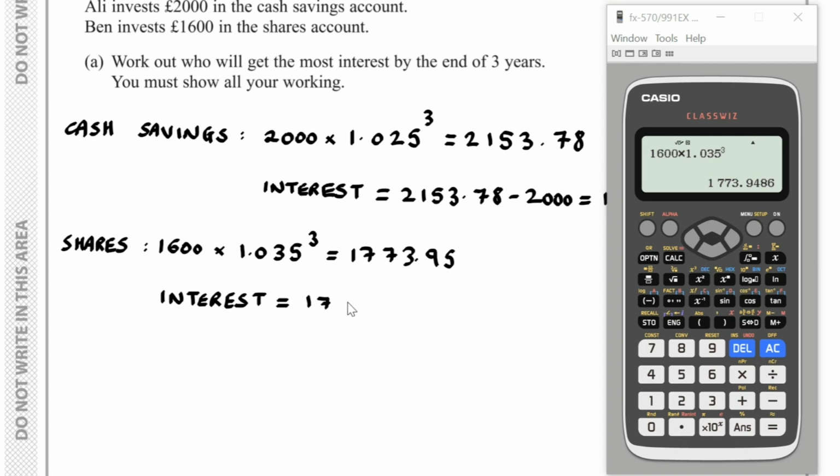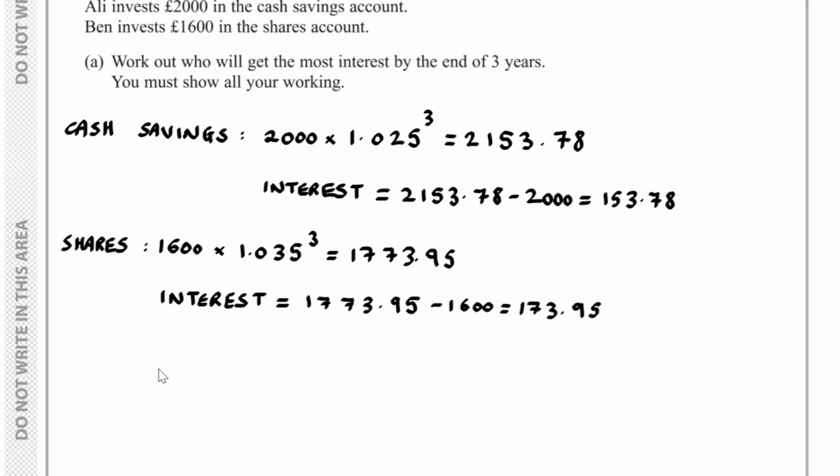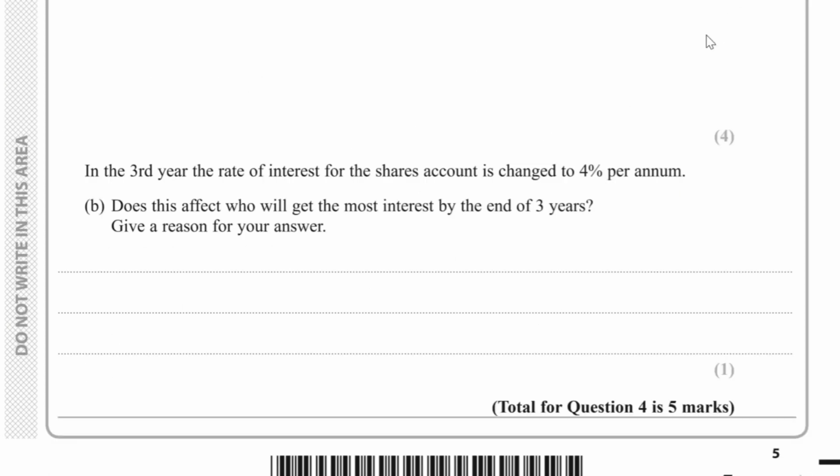that's equal to £1,773.95, take away 1,600, and it turns out the interest here is £173.95. So, who gets more interest? Well, Ben would get more interest. The 173.95 is greater than the 153.78. So therefore, Ben would get more interest.